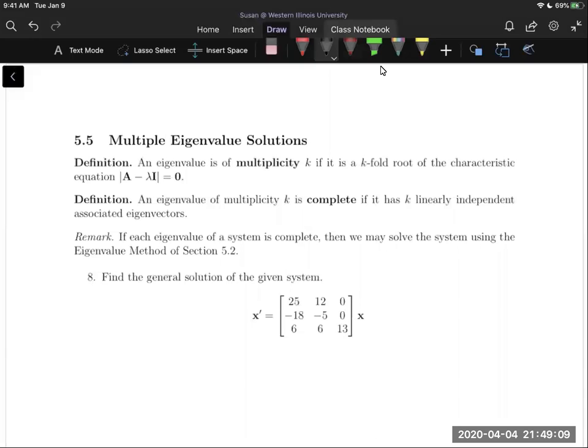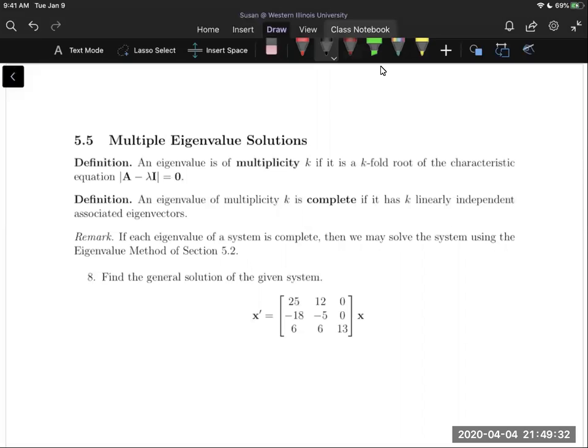So back in chapter 3, we had discussed that we could have roots of our characteristic equation that had higher multiplicity, and we just handled that duplication by tacking on a c1 plus c2x plus c3x squared. And so we want to see if there's some kind of an analog here in the eigenvalue method.